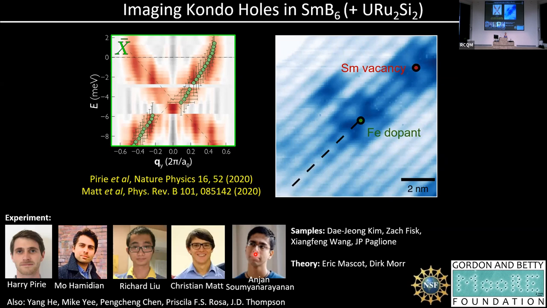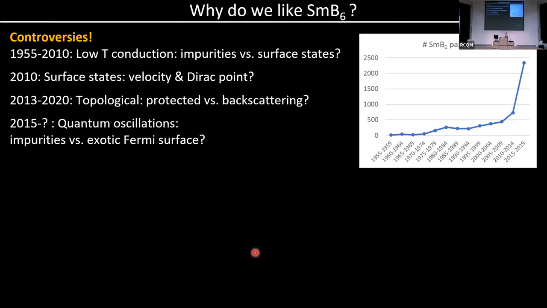Okay, so why do we like SmB6? Because there are controversies and we like controversies. So from 1955 to 2010, the number of publications was kind of bumping along here. And the big controversy was whether this anomalous low temperature conductivity was from some kind of bulk impurity effect or surface states. And in 2010, Pierce Cullman and collaborators made the case that this was a topological material with a surface state. And then the controversies really took off. So you can see the number of publications going up to over 2000 in a 5-year period.